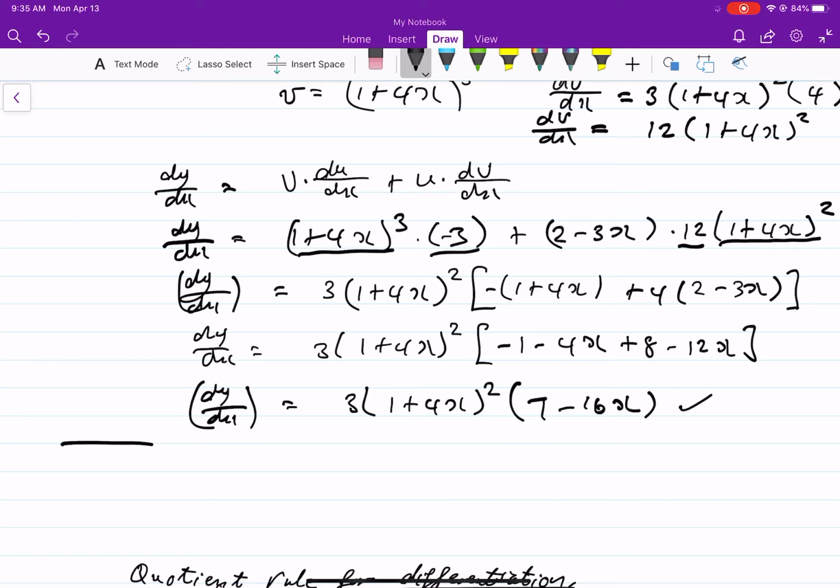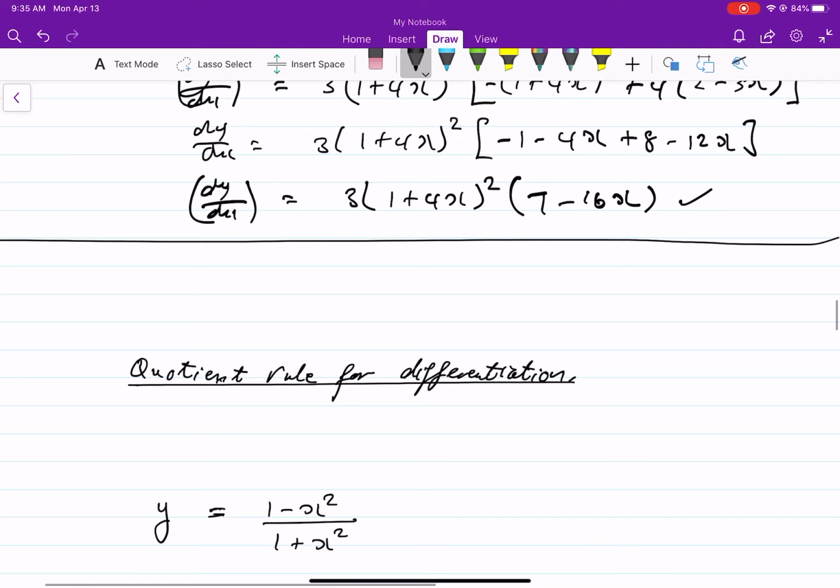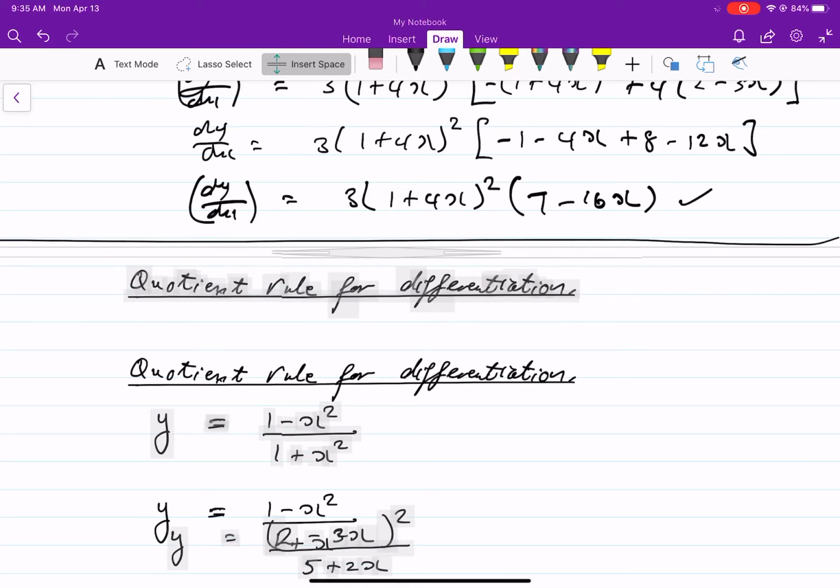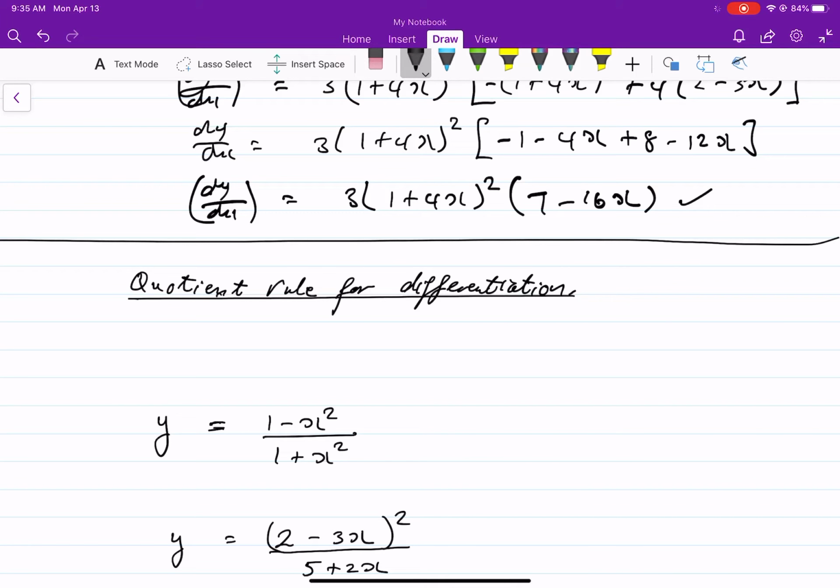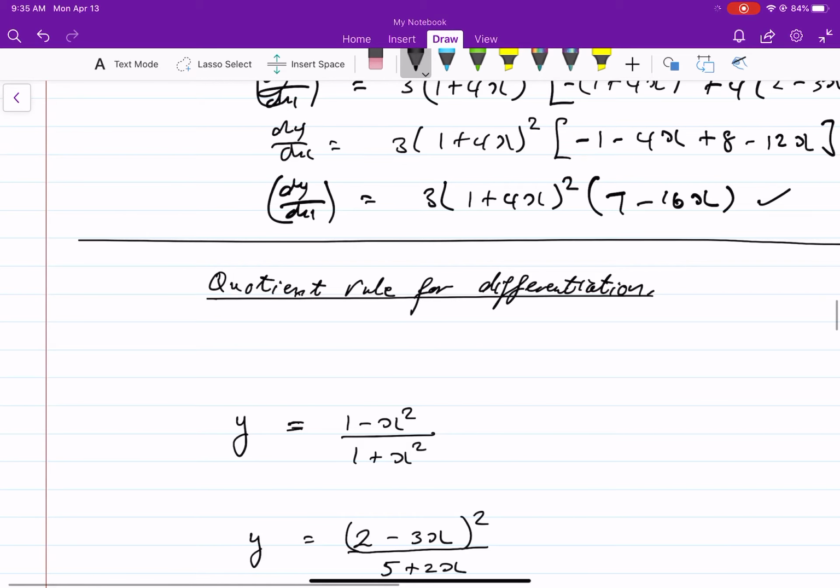All right. We're going to look at one more rule in this video, and that's the quotient rule. Used, obviously, as the name is suggesting, to differentiate a quotient. There it is. Okay. How do we use this rule?